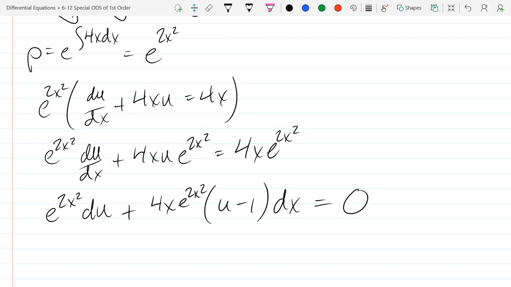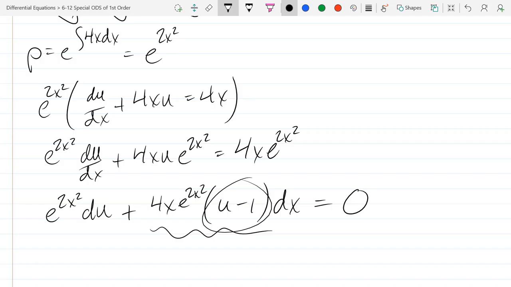Any calculus questions getting to here? And my next question is, why is this a good place to be? Is it exact? It better be exact. That was our goal. So what is the u derivative of the term in front of dx? Oh, you're thinking too hard. Yep, just constant, the derivative of u minus 1 is 1. So it's just that 4x e to the 2x squared.